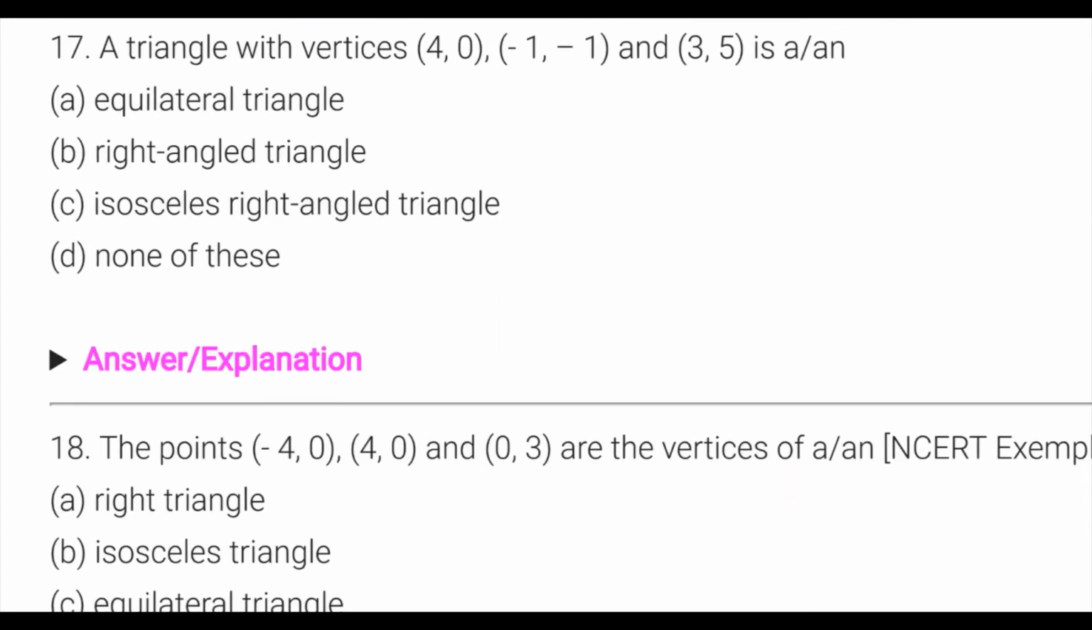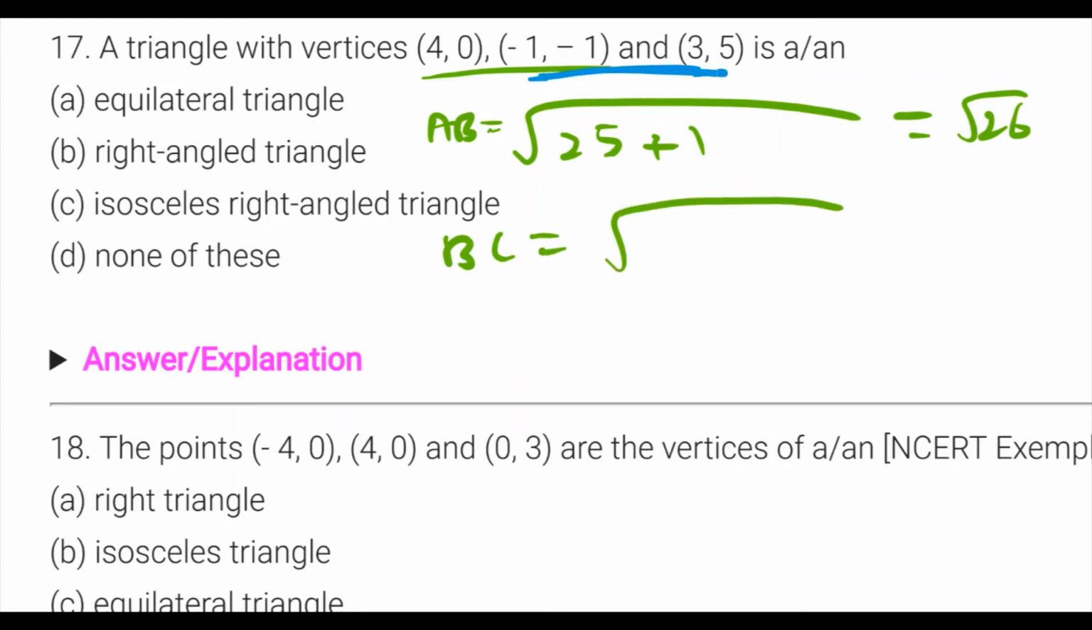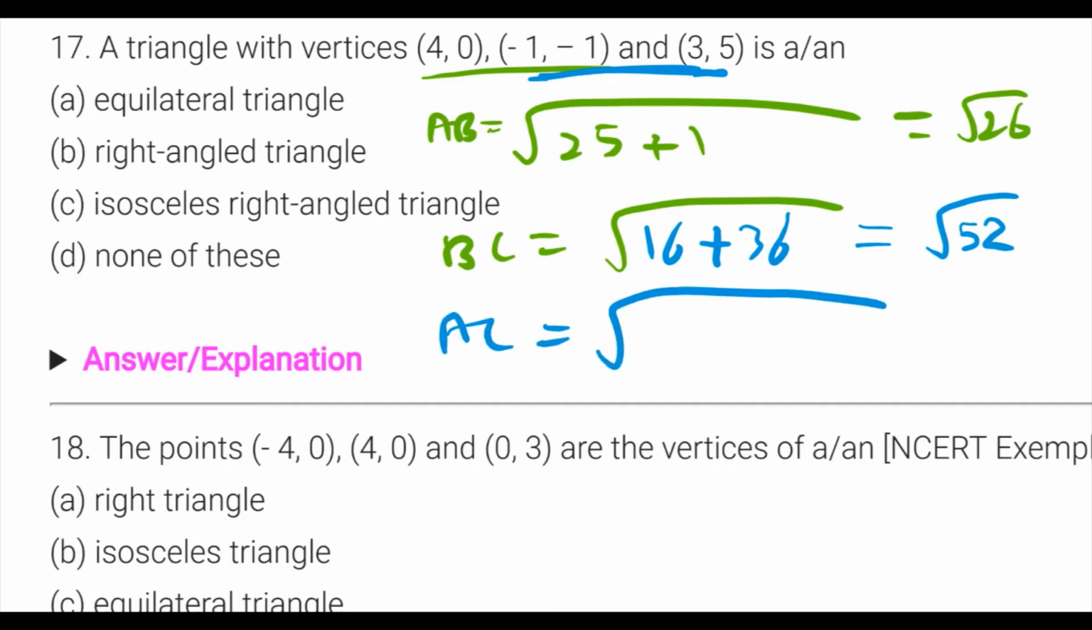Next, 17th question. A triangle with vertices is given. So find the distance between these 2 points. Let's say AB equals square root of (minus 1 minus 4 is 5, square is 25) plus 1, that equals root 26, and BC equals, for these two points, 3 minus of minus 1 is 4, square is 16, plus 5 minus of minus 1 is 6, square is 36. This equals root 52. And AC equals, first and the last point, 3 minus 1 is 1, square is 1, plus 25 is 26.